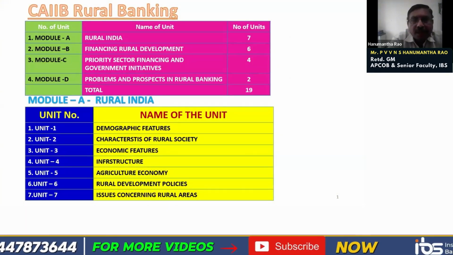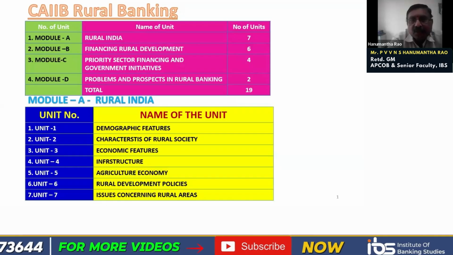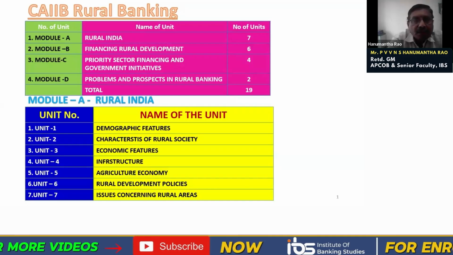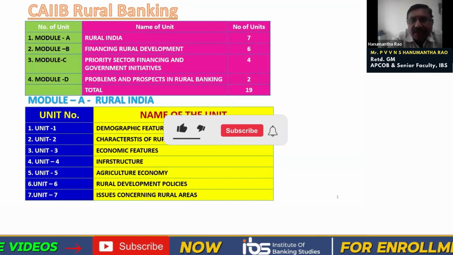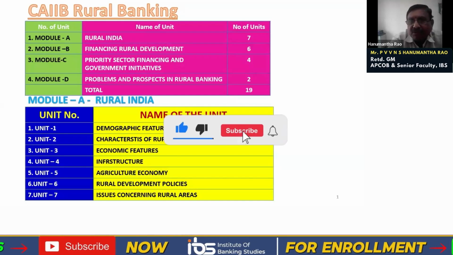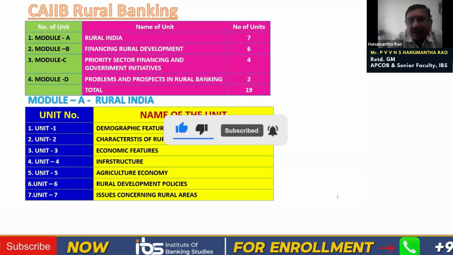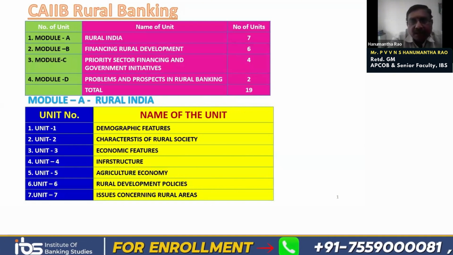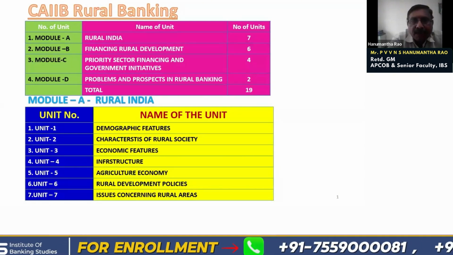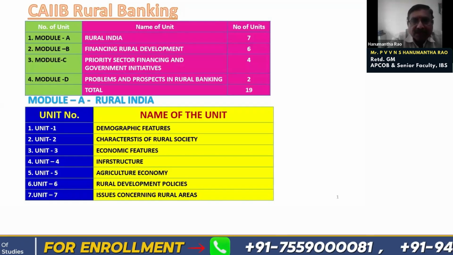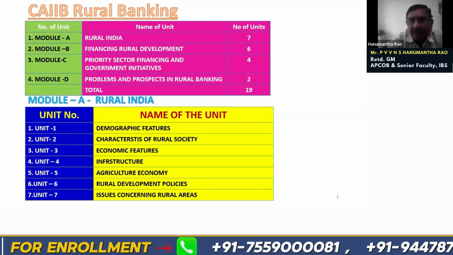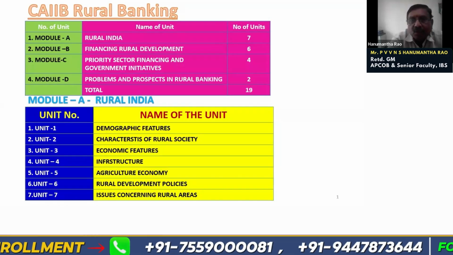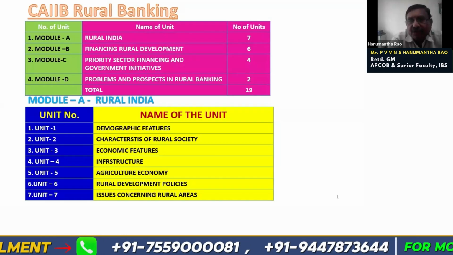Module B is named as Financing Rural Development. In this, we are having 6 units. Module C, that is Priority Sector Financing and Government Initiatives. In this module, we are having 4 units. And the last one is Module D. Here, the name of the module is Problems and Prospects in Rural Banking. In this module, we are having only 2 units. So total comes to 19 units.